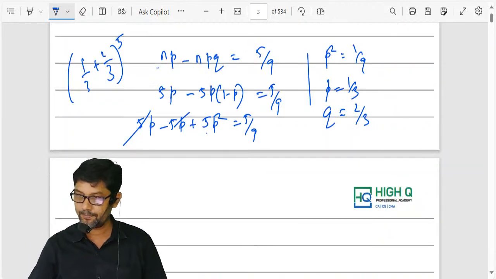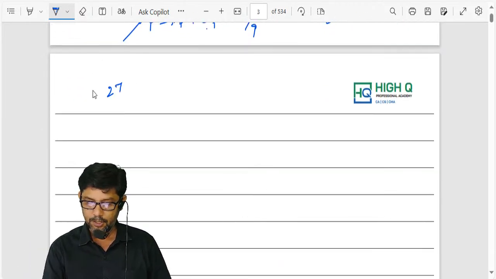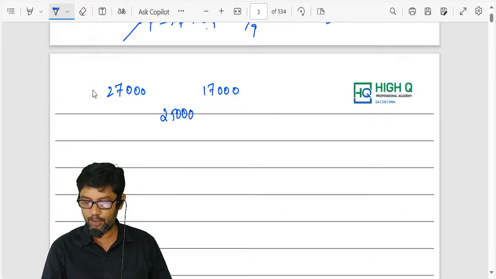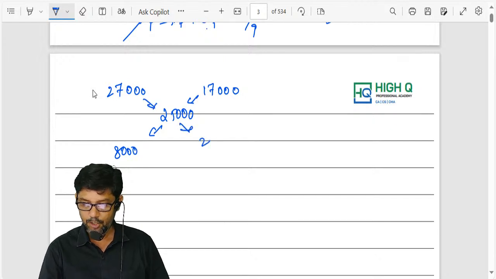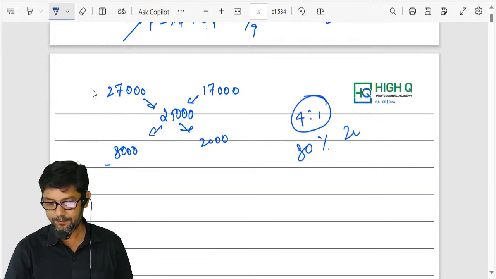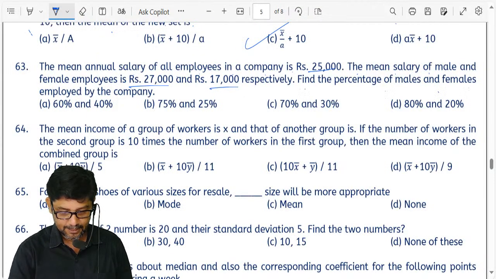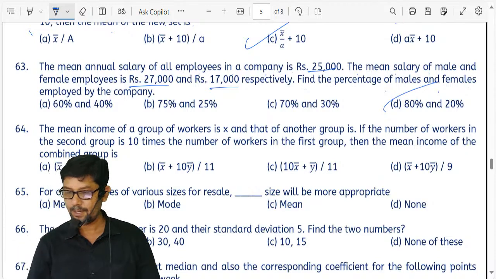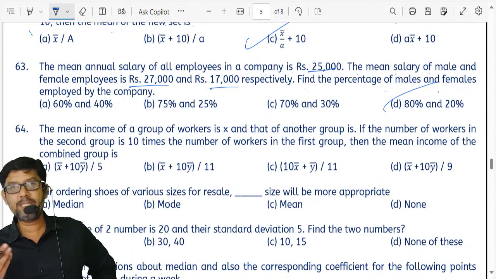You want a shortcut? Male 27,000, female 17,000, but average 25,000. Mixture method. What is the difference, my dear? 8,000. What is the difference, my dear? 2,000. So the ratio is 4:1. 80 is to 20. 4:1. So what is the answer? 80:20. Very simple. Use this method, okay?